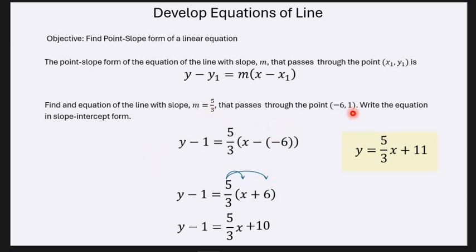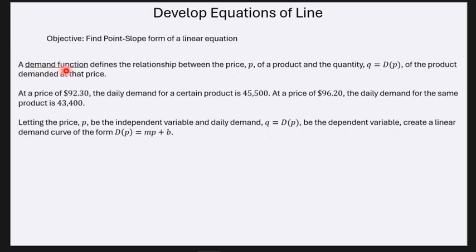through this point. Let's use this same process on an application problem, a real-world application. A demand function defines the relationship between the price P of a product and the quantity Q of the product demanded at that price. You notice that Q can be written as a function of P. D is the name of that function. D stands for demand. Now let's look at the example.